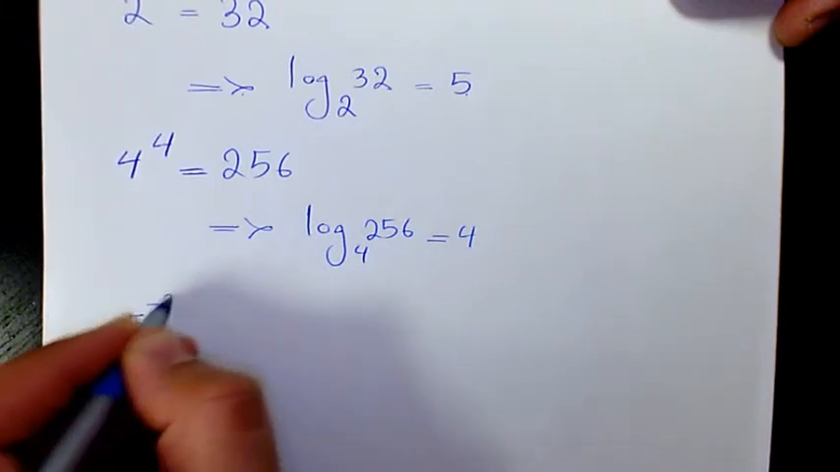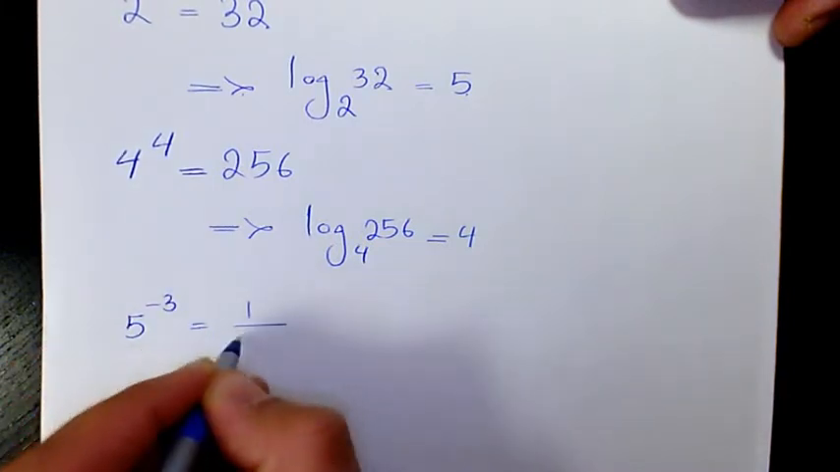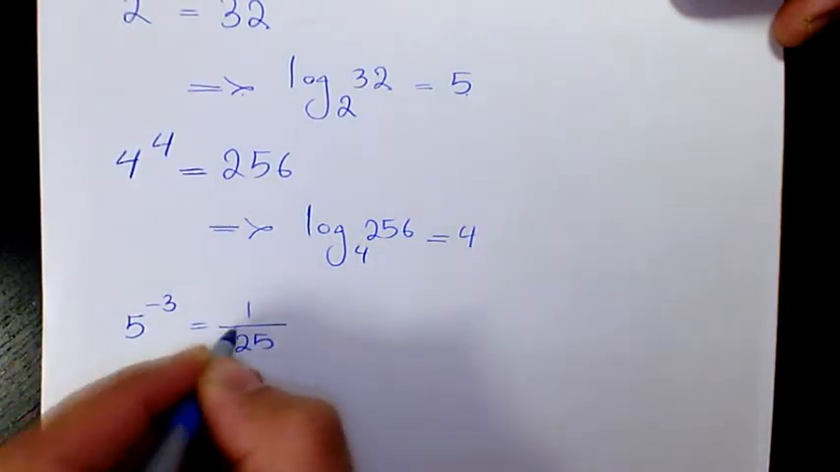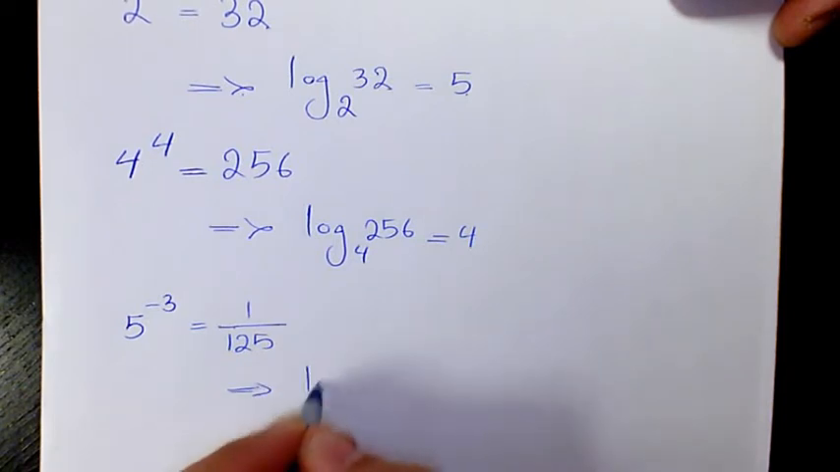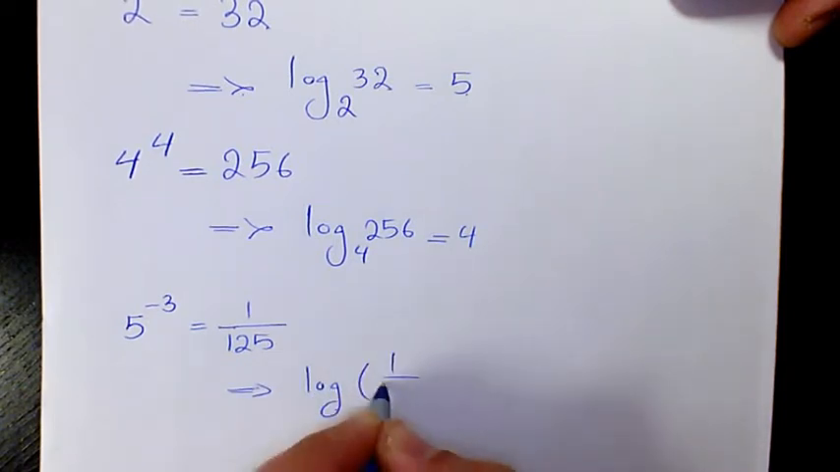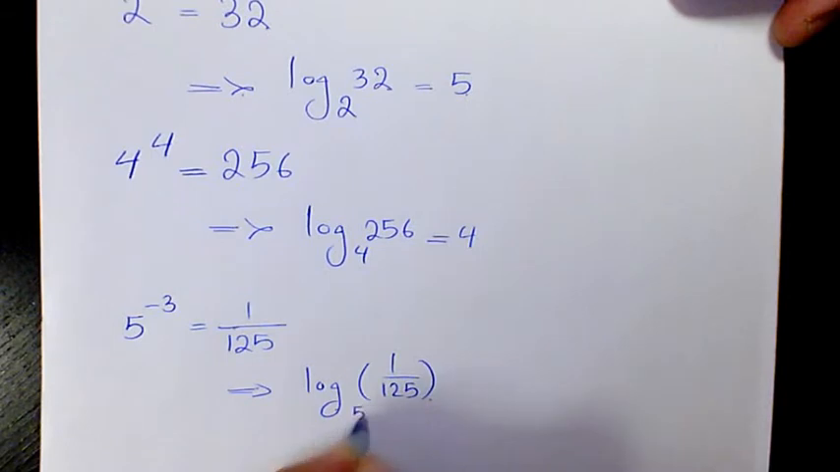5 to the power of negative 3 equals 1 over 125. Therefore, log 1 over 125 base 5 is going to be negative 3.